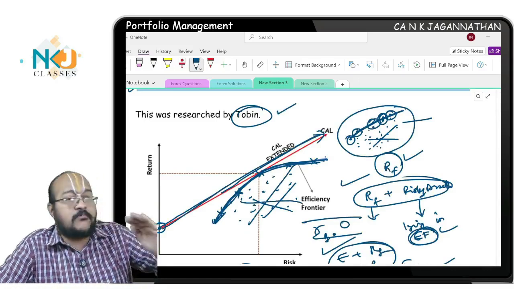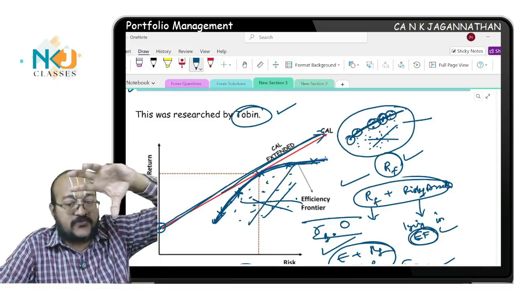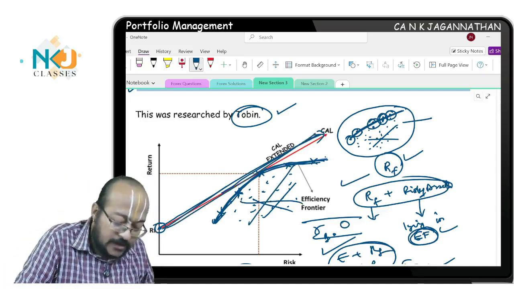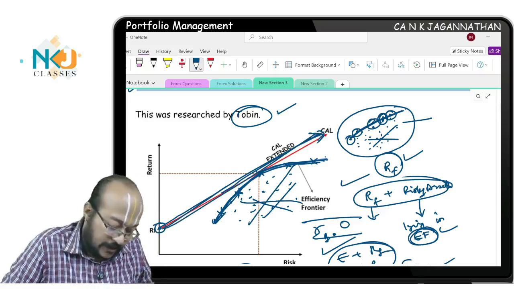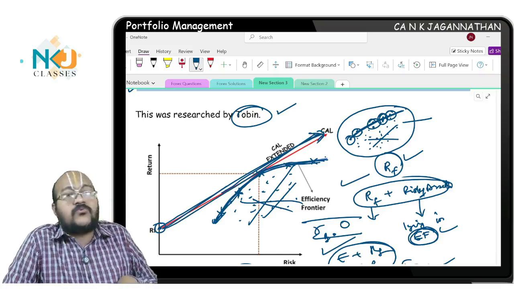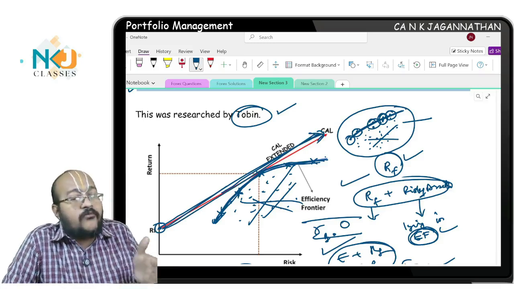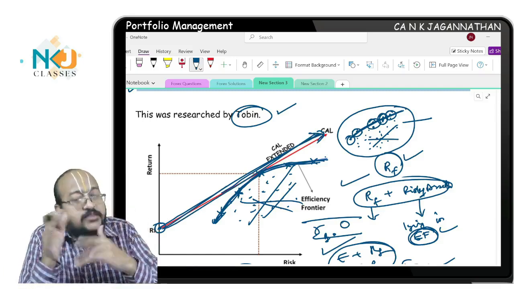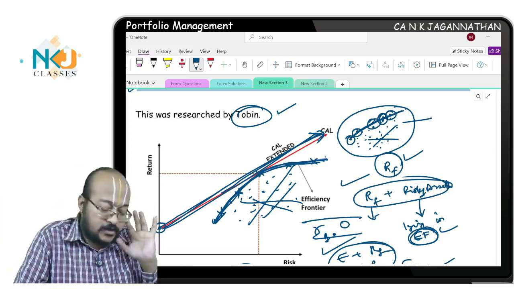In the Markowitz portfolio theory, the efficient frontier will now get replaced by the capital allocation line. This we call the capital allocation line. Now what does it try to find out? Very simple. What is the portfolio risk and return when I combine the risk-free asset with a risky asset? This is what the capital allocation line is all about.